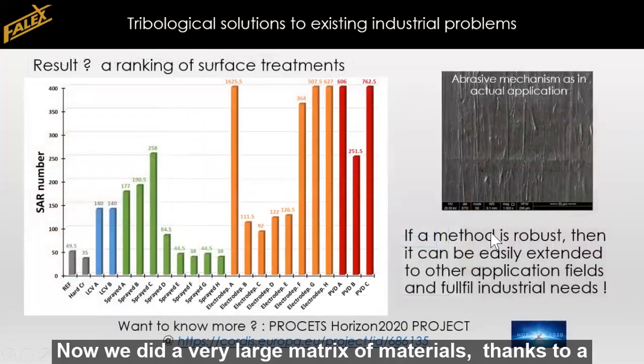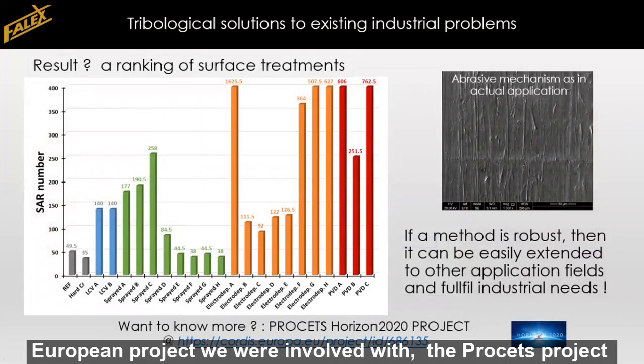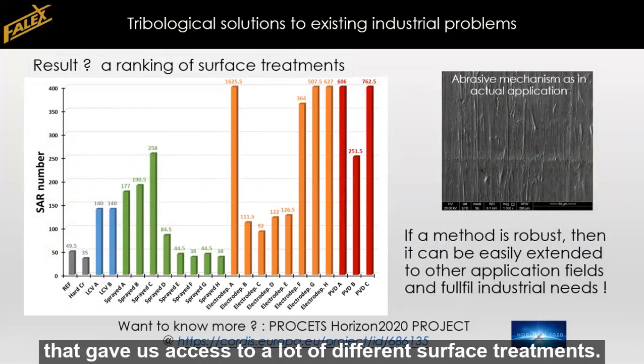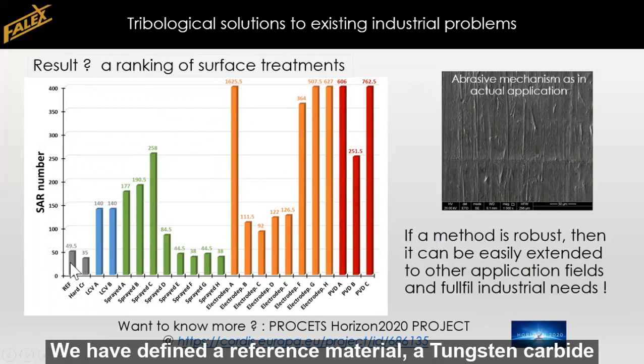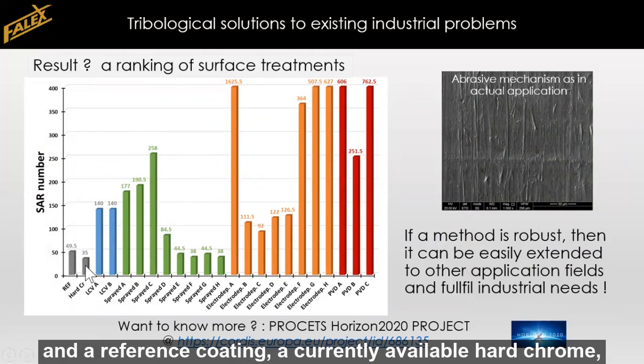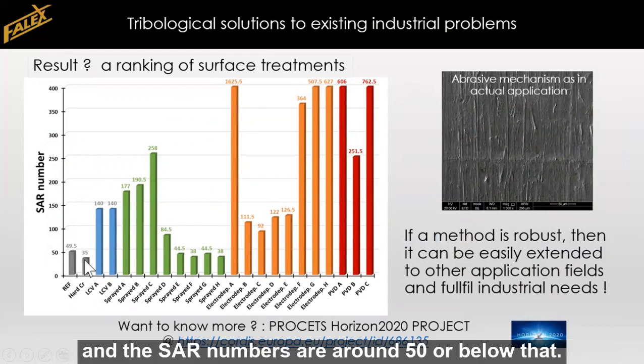Now, we did a very large matrix of materials thanks to a European project that we were involved with, the PROCETS project, that gave us access to a lot of different surface treatments. And in this graph, you see the evolution throughout the project. We have defined a reference material, which is the tungsten carbide, and a reference coating, which is a currently available hard chrome coating. And the SAR numbers in the clay slurry are around 50 or below that.